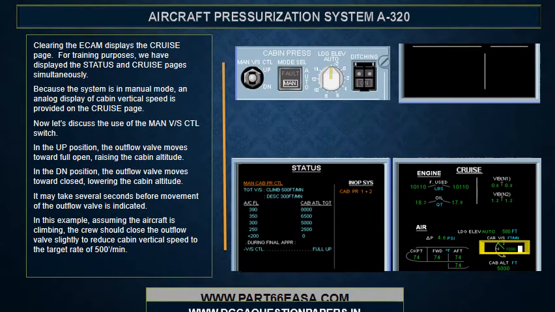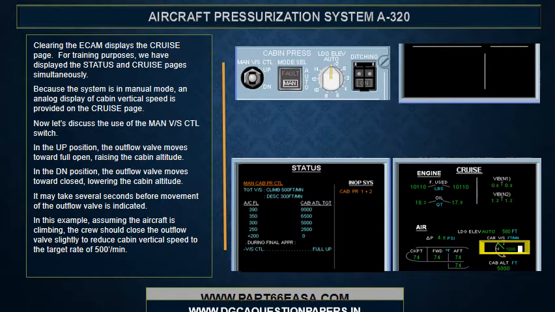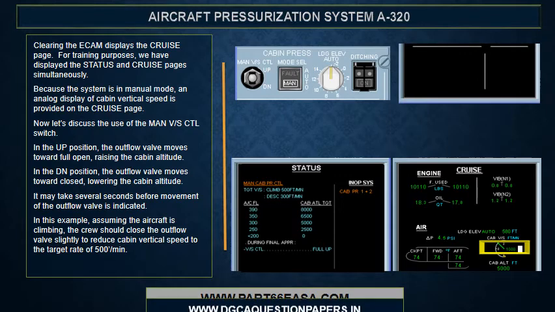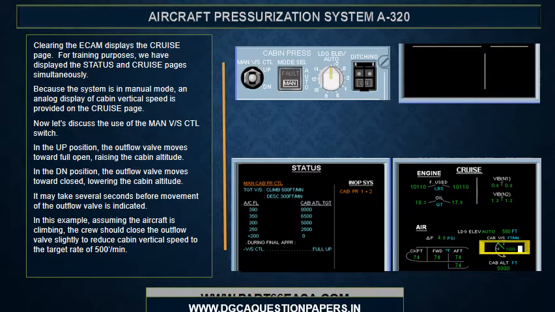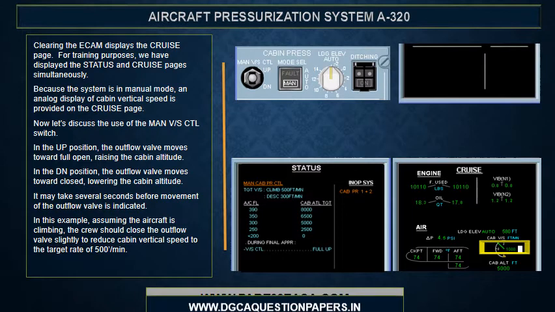In the up position, the outflow valve moves toward full open, raising the cabin altitude. In the DN position, the outflow valve moves toward closed, lowering the cabin altitude. It may take several seconds before movement of the outflow valve is indicated. In this example, assuming the aircraft is climbing, the crew should close the outflow valve slightly to reduce cabin vertical speed to the target rate of 500 feet per minute.